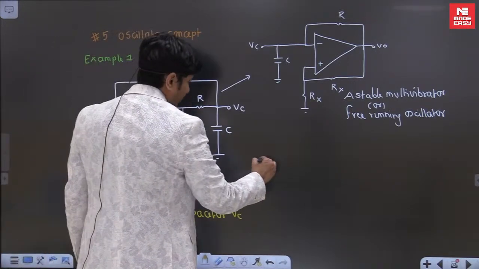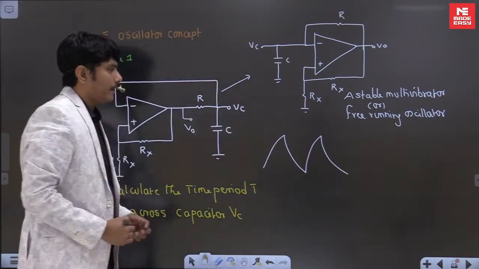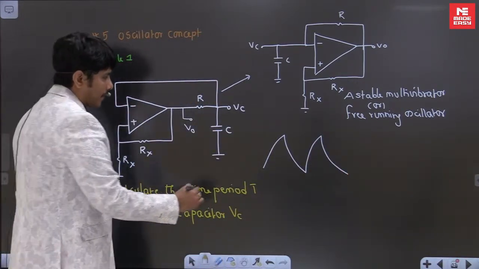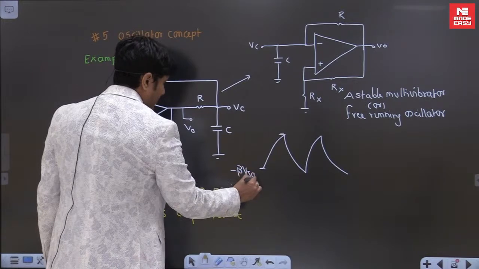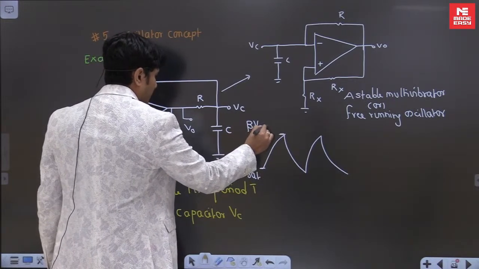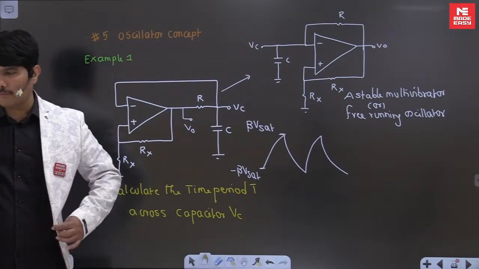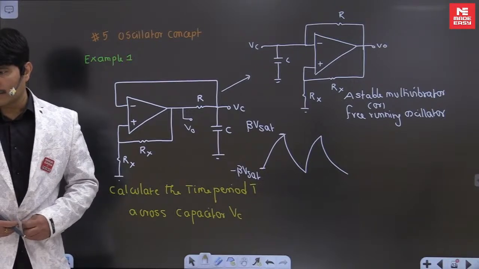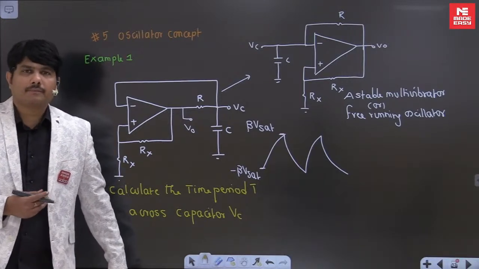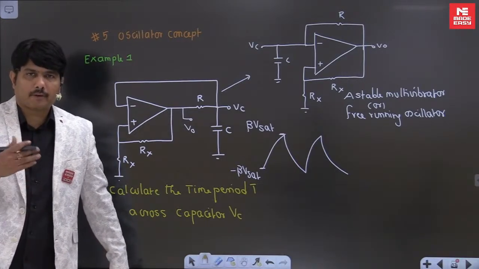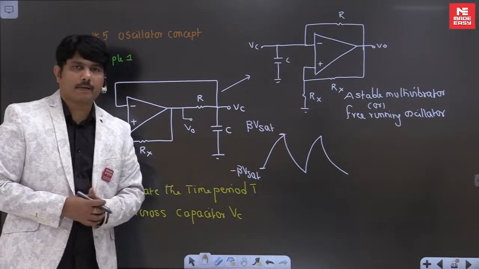How it is going to oscillate here is, it's going to oscillate like this, the capacitor. These are free running oscillations. From where to where these oscillations will be bounded is, one is minus beta V saturation, by Schmitt trigger concept. We have two triggers for the astable. One is minus beta V sat, one is plus beta V sat. This only we call in op-amps as UTP and LTP points, upper trigger point, lower trigger point, by using Schmitt trigger basics. So this is minus beta V sat, this is plus beta V sat.